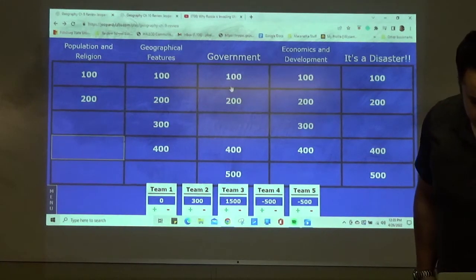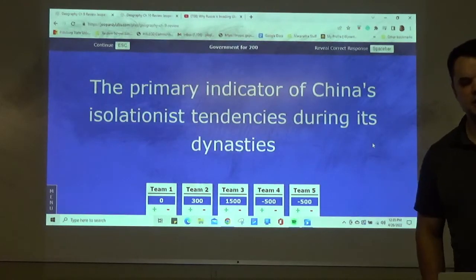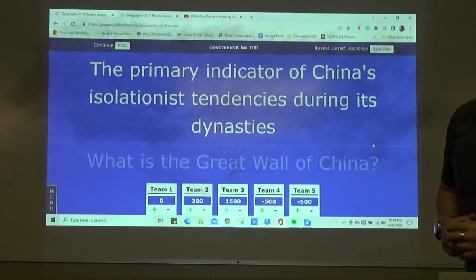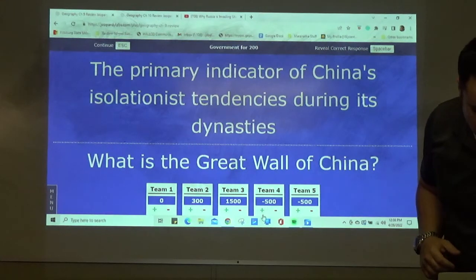The primary indicator of China's isolationist tendencies during its dynasties. The wall. The Great Wall. Okay, the Great Wall of China. Very good, team 4. Nice.